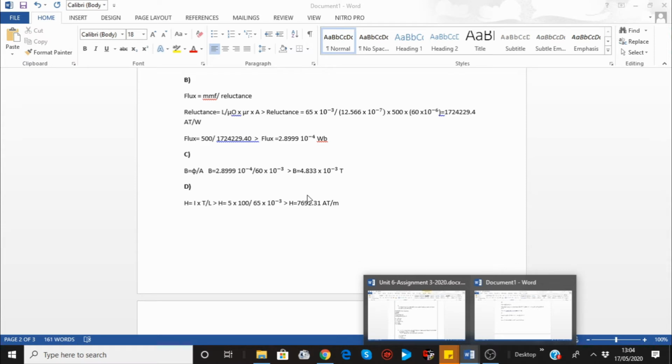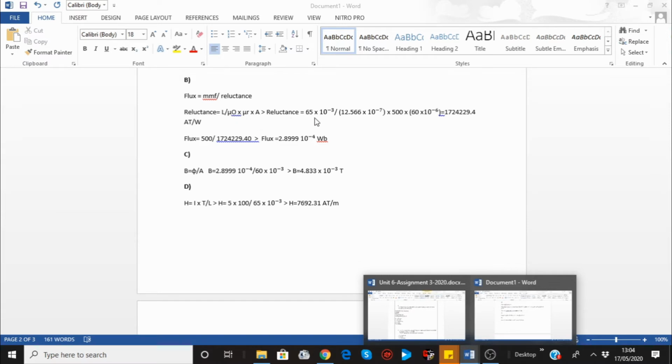So for flux, it is MMF over reluctance. That's the formula again. MMF, magnetomotive force, over reluctance. Reluctance itself, we don't have that, so we need to find reluctance. Reluctance is L over mu 0 times mu R times area, where mu 0 is the absolute permeability and mu R is the relative permeability. And we have all these, so we can find the reluctance.